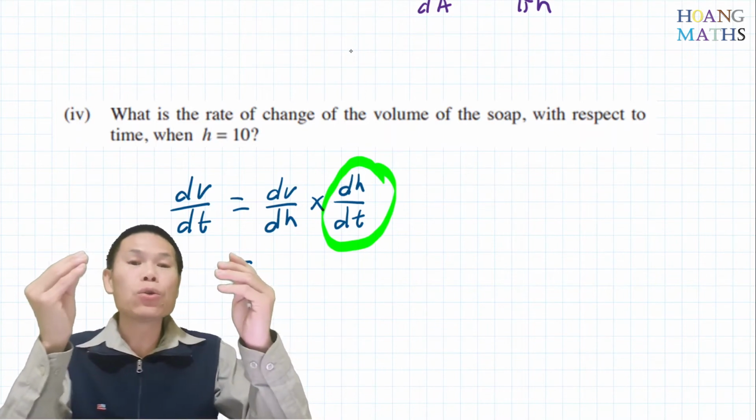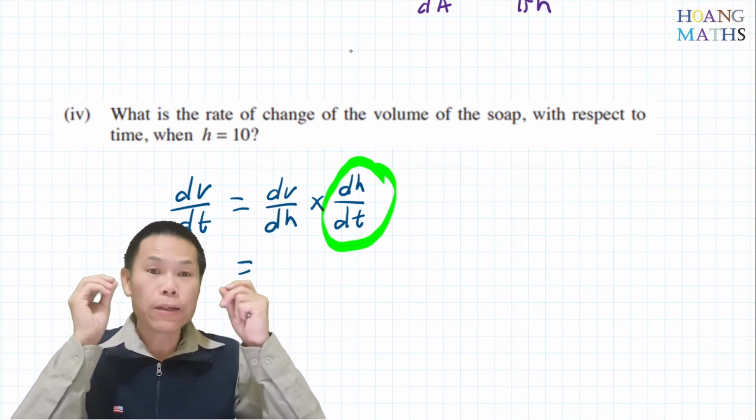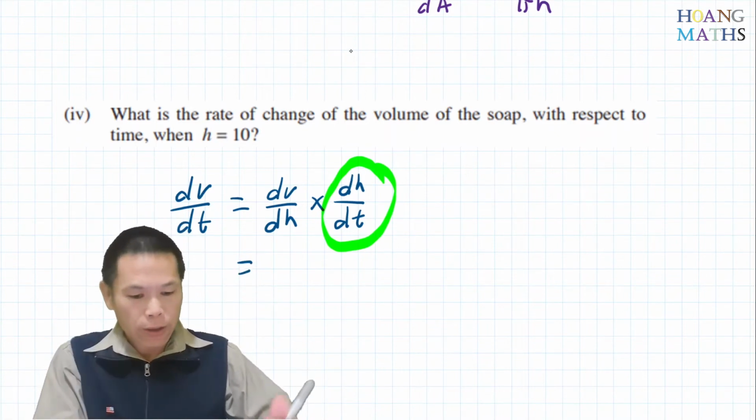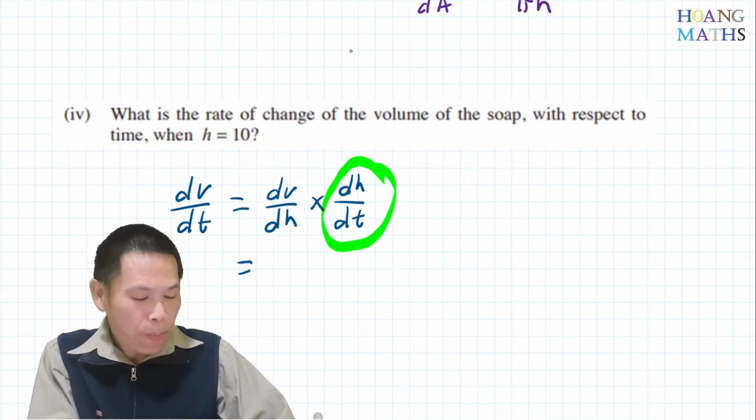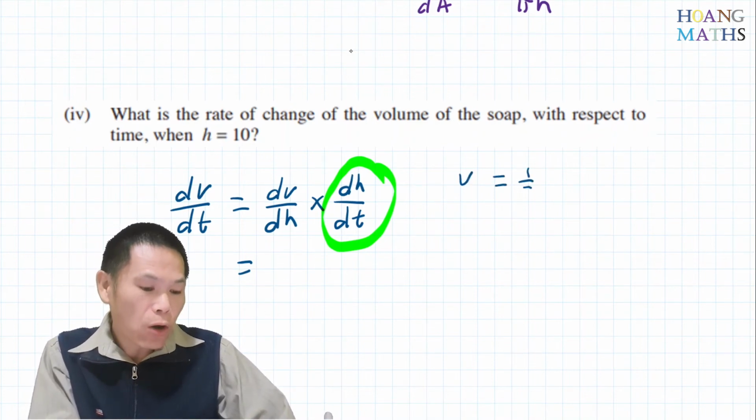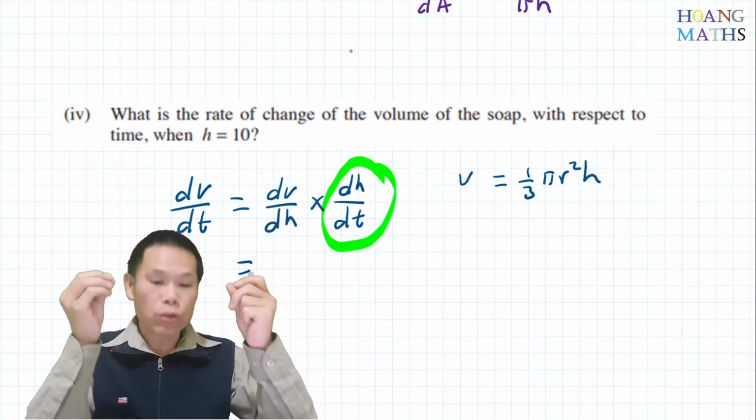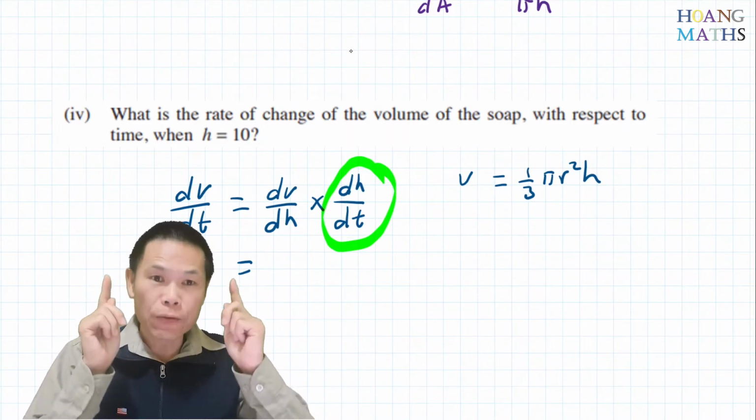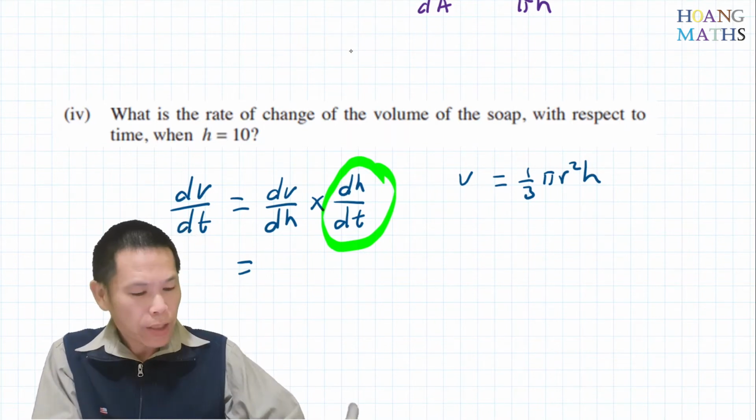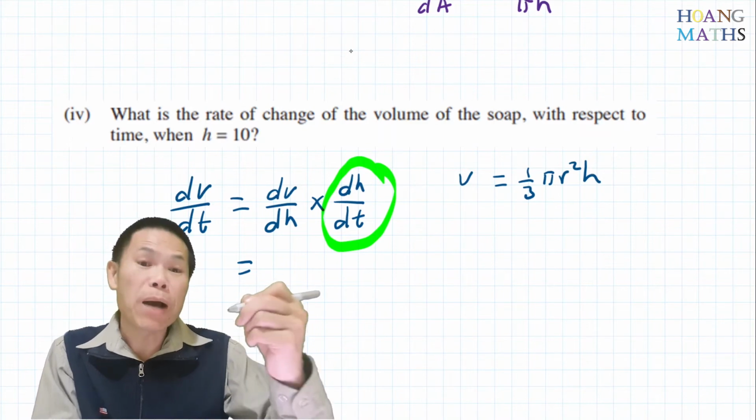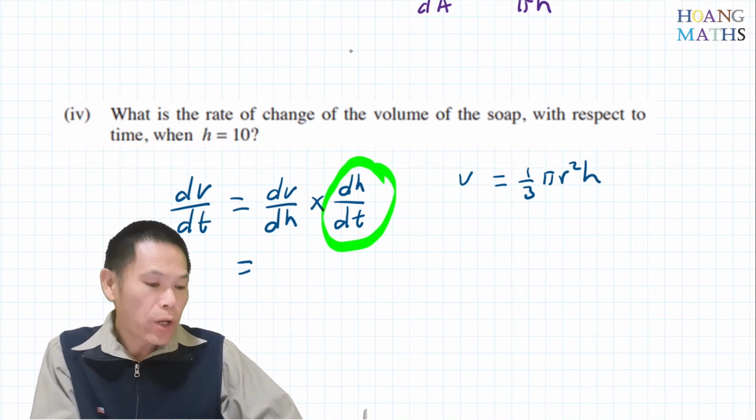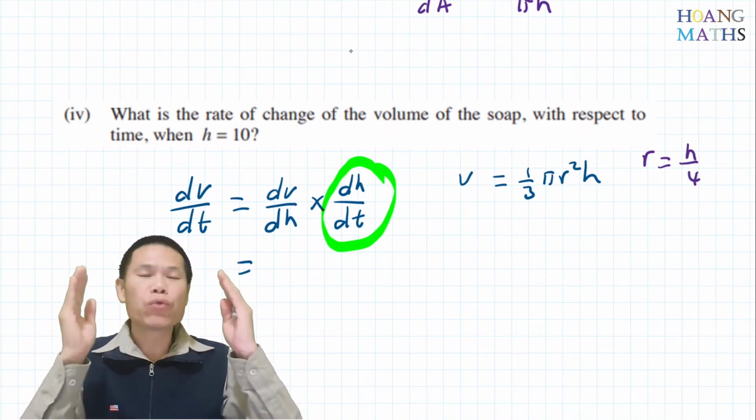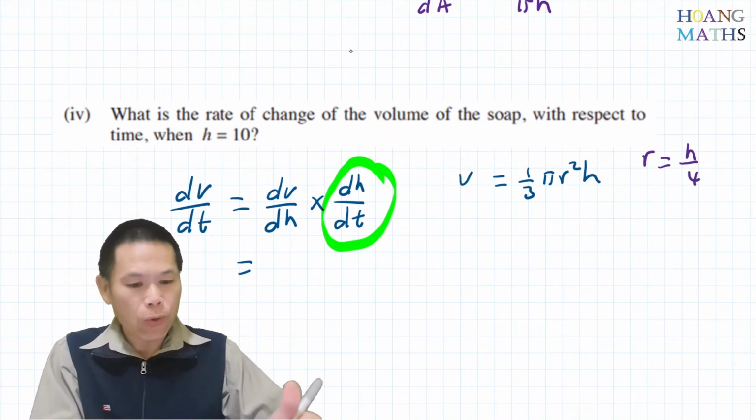So what we need to do is find dV/dh. We know that the volume of a cone is 1/3 πr²h, and we want to write it in terms of h because we need to find dV/dh. From the previous part of the question, we know that r is equal to h over 4. So now we just replace r with h over 4.